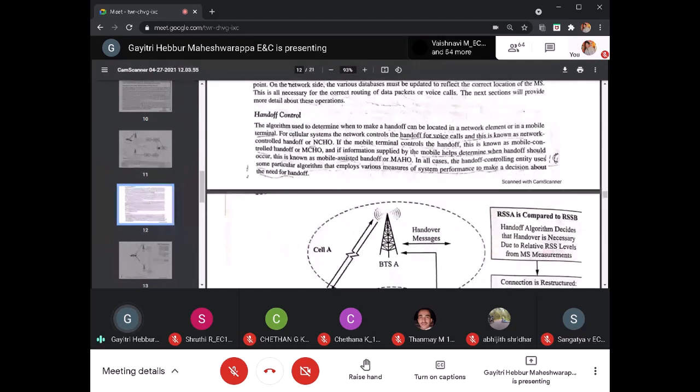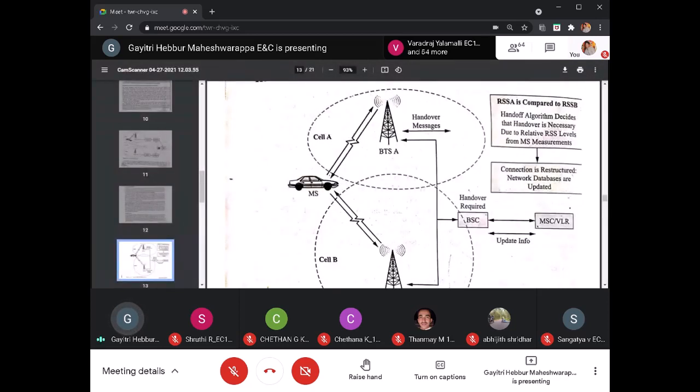Let us see the process of handoff operation between two radio base stations. Both are controlled by the same base station control, and it is updated in the MSC VLR.